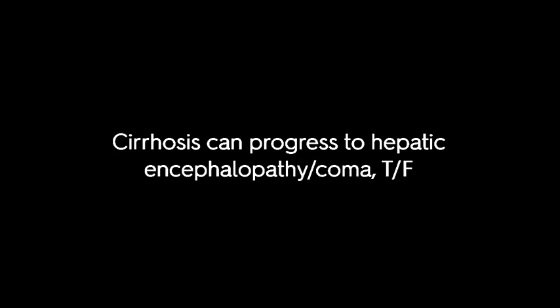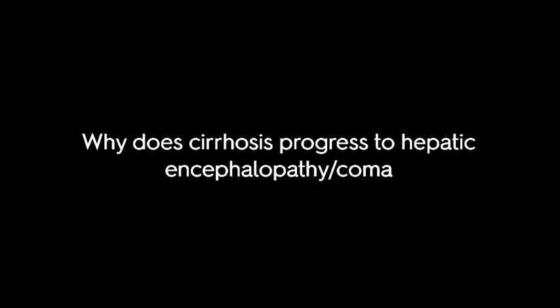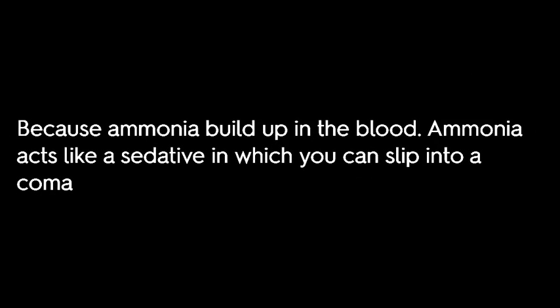True or false, cirrhosis can progress to hepatic encephalopathy and coma. True. Why does cirrhosis progress to hepatic encephalopathy and coma? Because ammonia builds up in the blood. Ammonia acts like a sedative, so you can slip into a coma. When the spleen is enlarged, the immune system is involved.